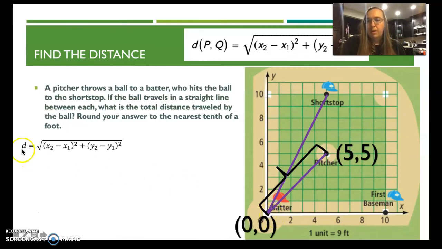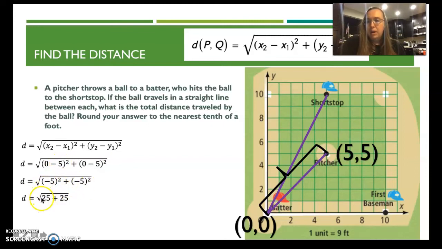Plug it into my formula. 0 minus 5 squared plus 0 minus 5 squared, all of it square rooted. 0 minus 5 is negative 5 squared plus negative 5 squared. We're going to get 25 plus 25, and the length of this line is the square root of 50, which simplifies down to be about 7.1 units.